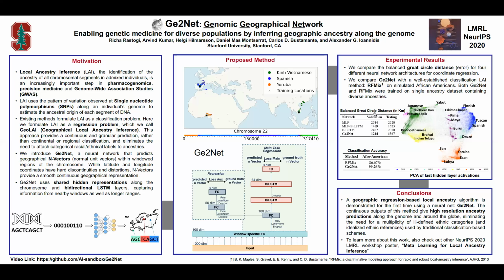Experimental results. For quantitative results, we compared the balanced great circle distance in kilometers among 4 networks, including Ge2Net. Because there does not exist a method that performs this task, these networks are handmade baselines. MLP refers to fully connected layer architecture, so only the auxiliary branch. MLP by LSTM refers to predicting first based on fully connected layers, and then using the predictions to feed into bidirectional LSTM.